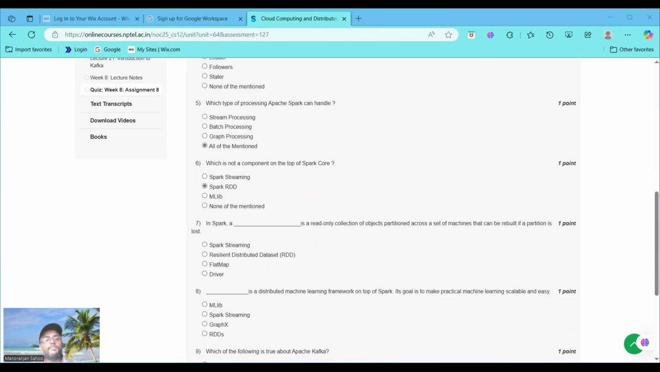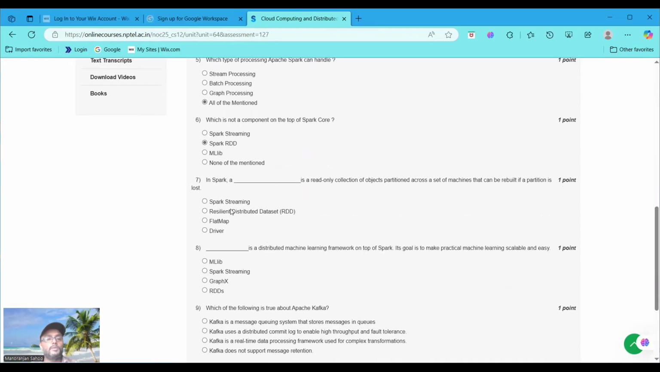A is also incorrect because these are top level components. D is also incorrect, and A and C are also incorrect. These are top level components. So you can only choose option B, that is Spark RDD.